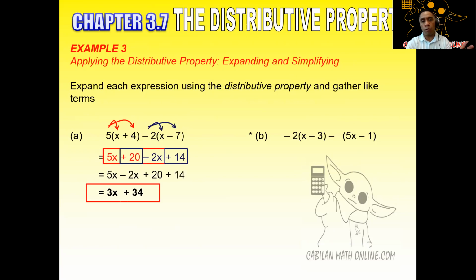Now you notice, just before we proceed to the next example, we started off with two sets of brackets, two sets of expansions. We wound up with 4 terms in one of the intermediate steps, and then after we gathered the like terms, we wound up with 2 terms.